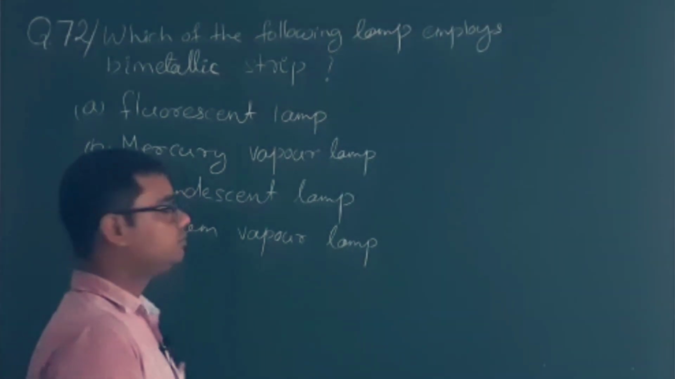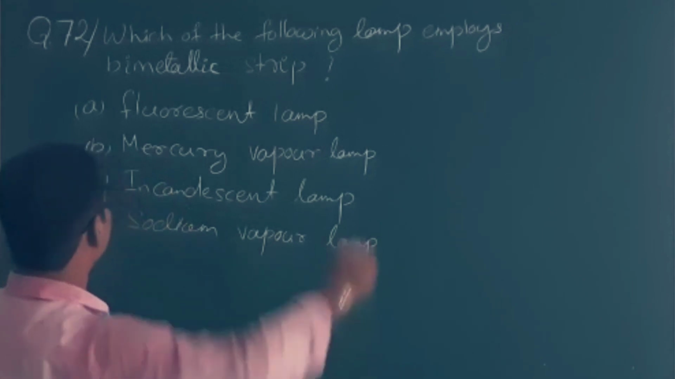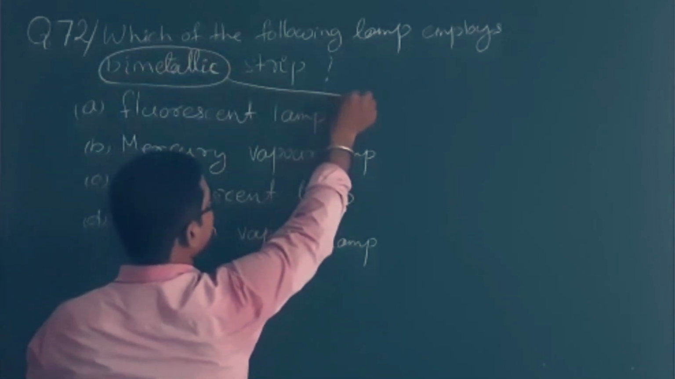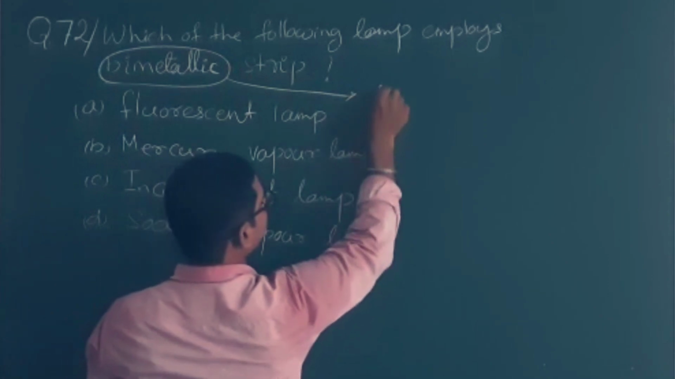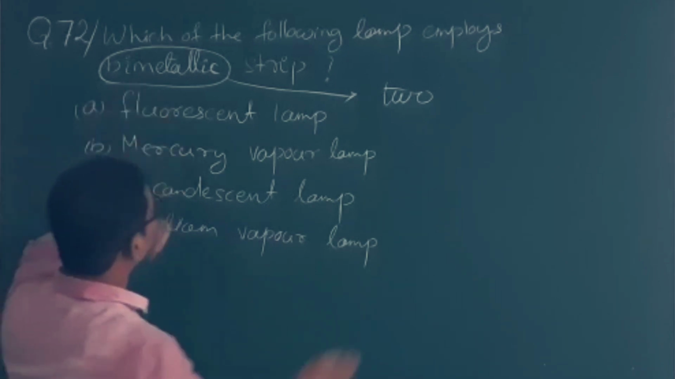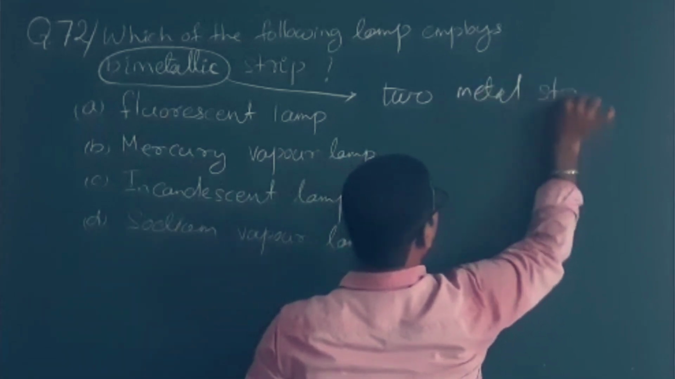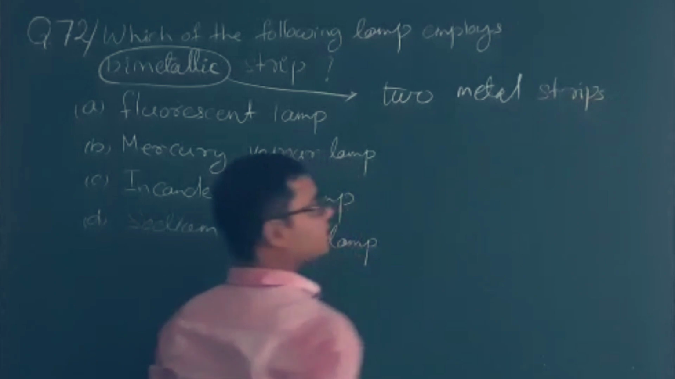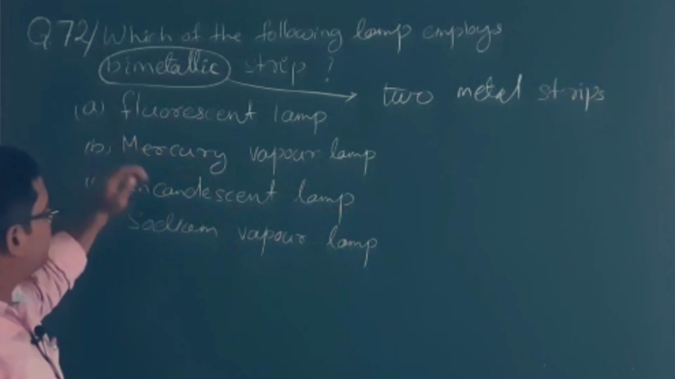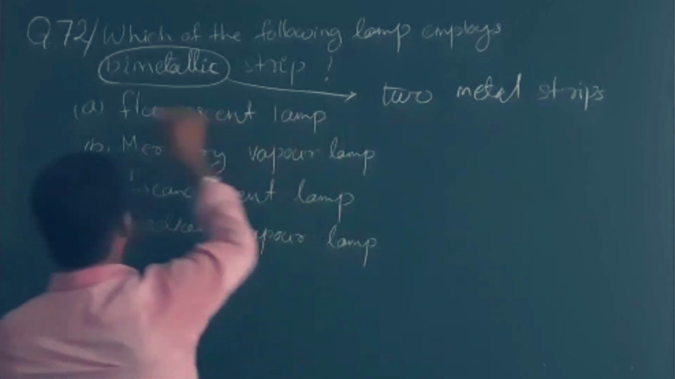Coming to question number 72. The question is, which of the following lamps employs a bimetallic strip? So the meaning of bimetallic strip is, bi means two, so two metal strips are there. The options are fluorescent lamp, mercury vapor lamp, incandescent lamp, then sodium vapor lamp. So the two metal strips are present in the fluorescent lamp.